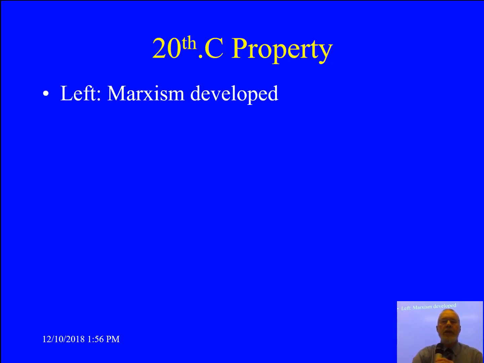The 20th century is this tussle between the two approaches, both modern, but both faulty, that developed in the centuries leading up through modernity. On the left, we've seen Marxism developed, and while at present it tends to be in eclipse, it's still behind a lot of our thinking.